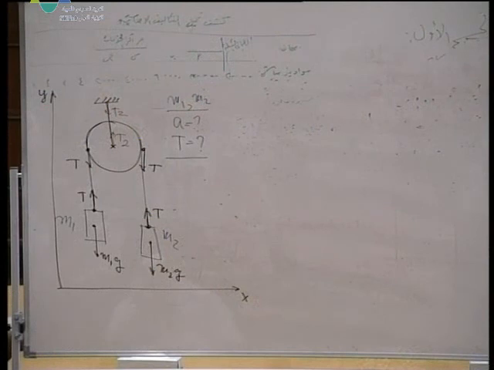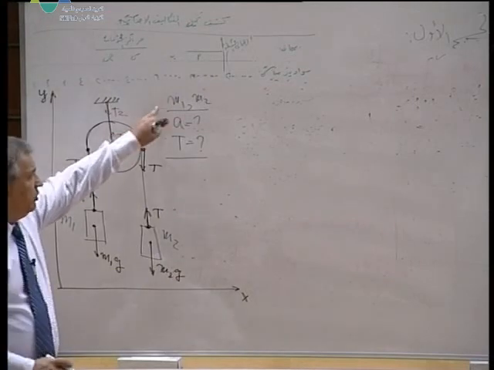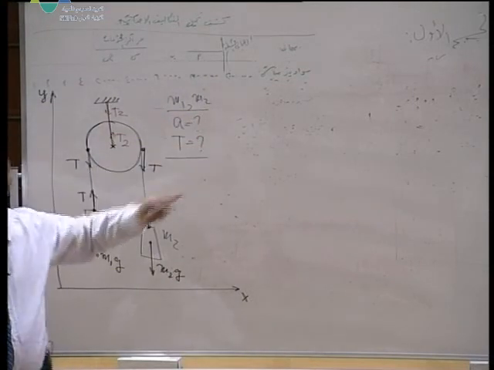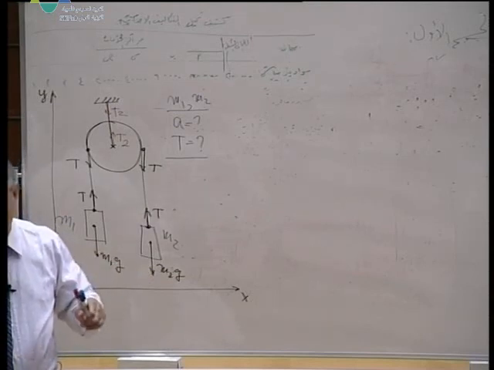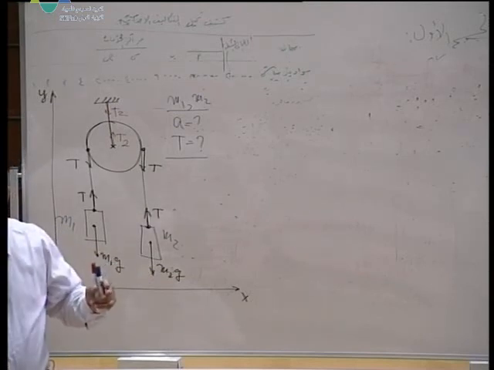Next step is to establish in which direction the system is moving. But you see, I give you only theoretical masses, M1, M2. I didn't give you any relation between masses, no numbers. So how is the system moving?